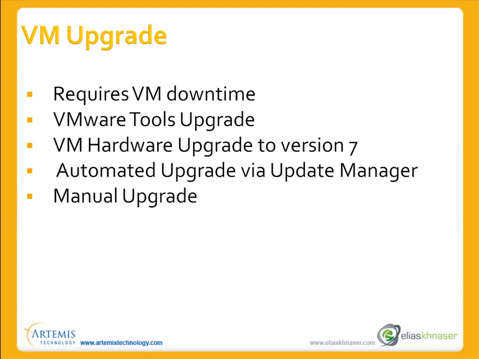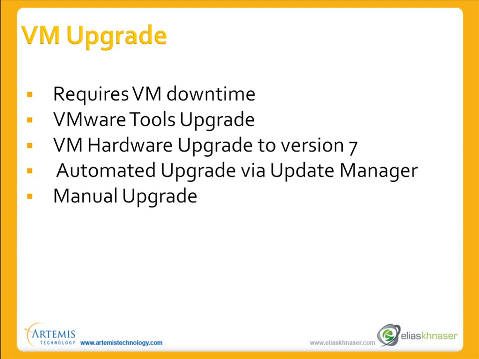The way to do this is you have to first upgrade the VMware tools. You can't upgrade the virtual hardware first. It's imperative that you upgrade the VMware tools first in order to preserve all the network connectivity settings, etc. So VMware tools go first, virtual machine hardware goes second. And we're going from virtual machine hardware 4 to virtual machine hardware 7.